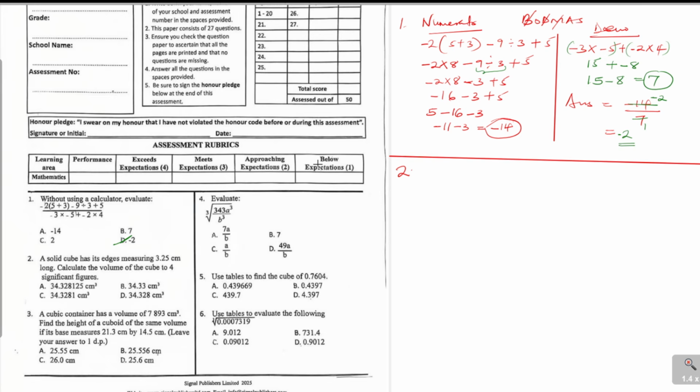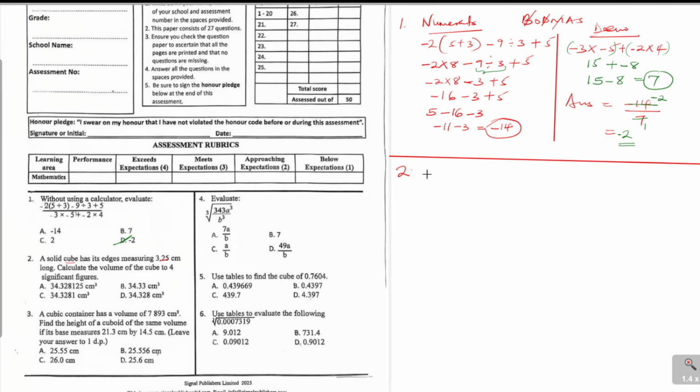A solid cube has its edges measuring 3.25 centimeters long. Calculate the volume of the cube to four significant figures. So you know the properties of a cube: all the sides of a cube are equal.